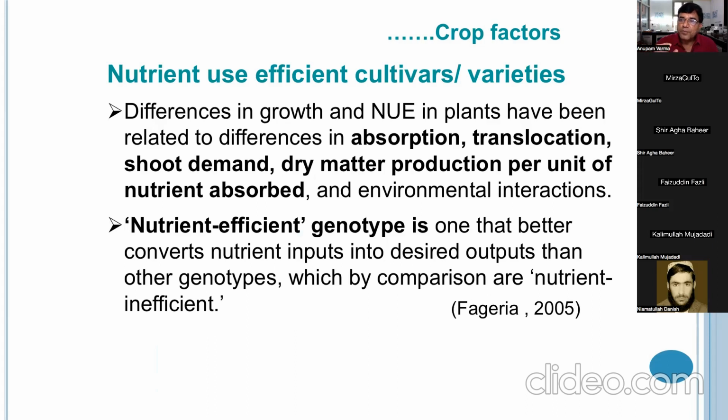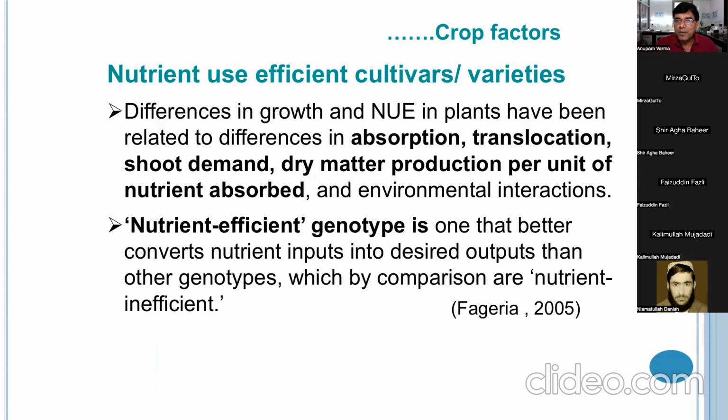So the distribution of root is very, very important. The distribution of root should be in such a fashion that it occupies more soil volume and spreads to more area of the soil. That means wider spread compared to a narrow or compact spread of the root. So the main thing is root architecture.